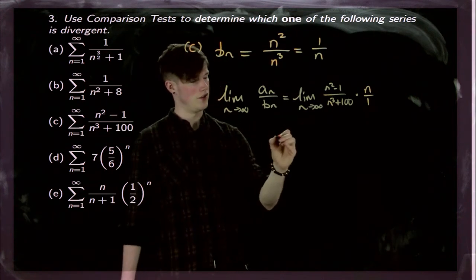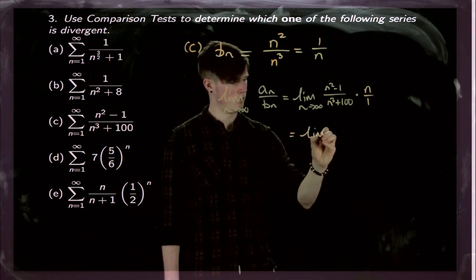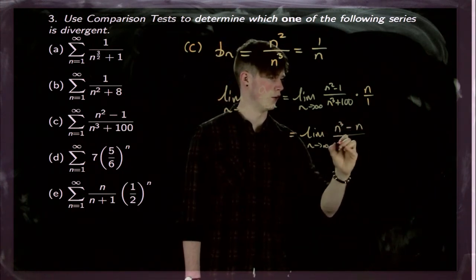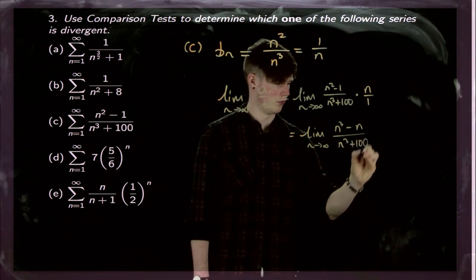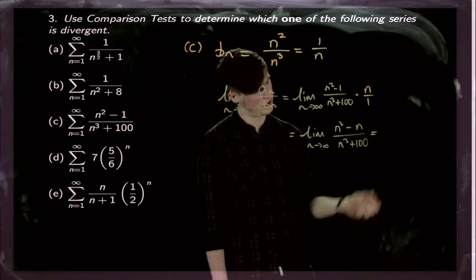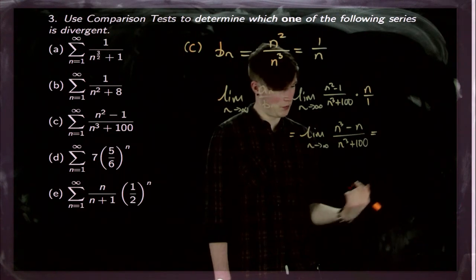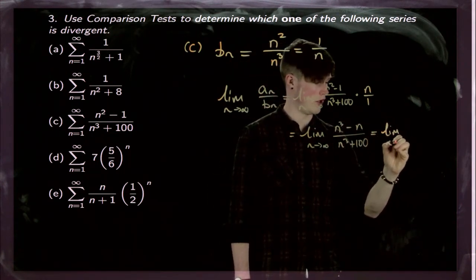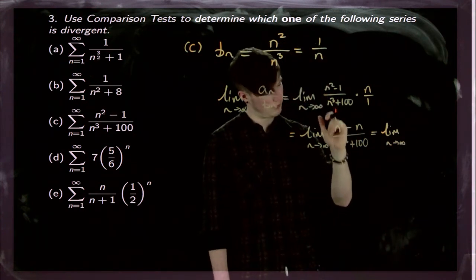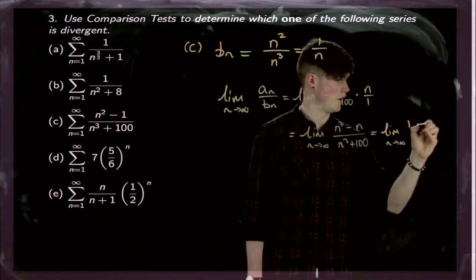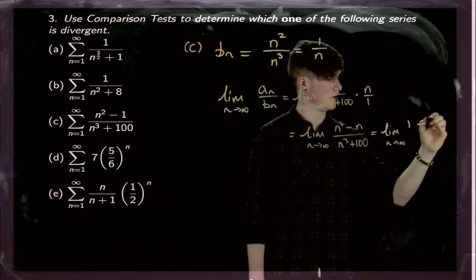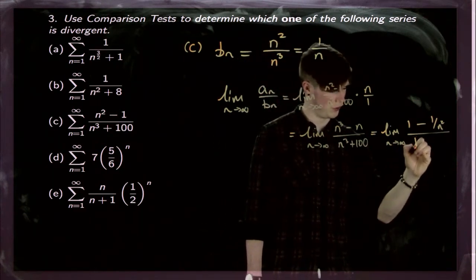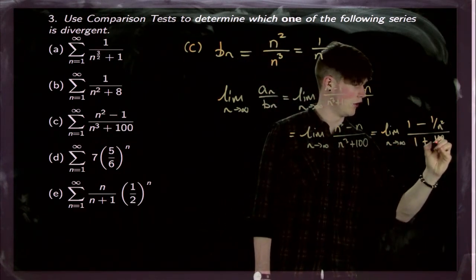Okay, so this is equal to the limit as n goes to infinity of (n cubed minus n) over (n cubed plus 100). So if we want to see what this limit is, we can divide top and bottom by the highest power of n, which is n cubed. So the limit as n goes to infinity: n cubed divided by n cubed is 1, minus n divided by n cubed is 1 over n squared, all over n cubed divided by n cubed is 1, plus 100 divided by n cubed.